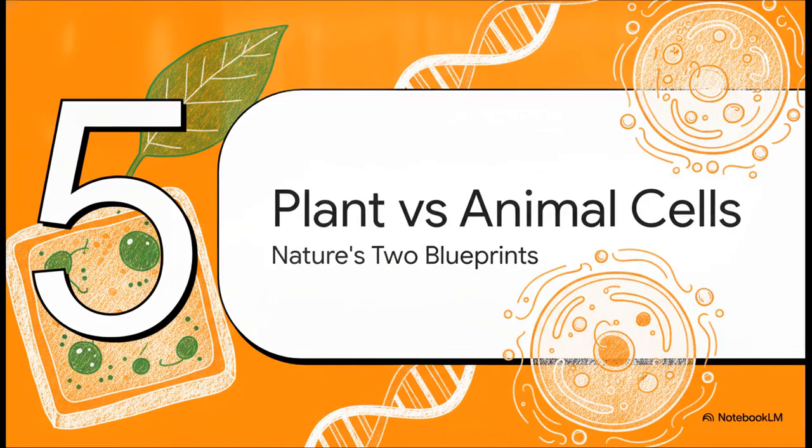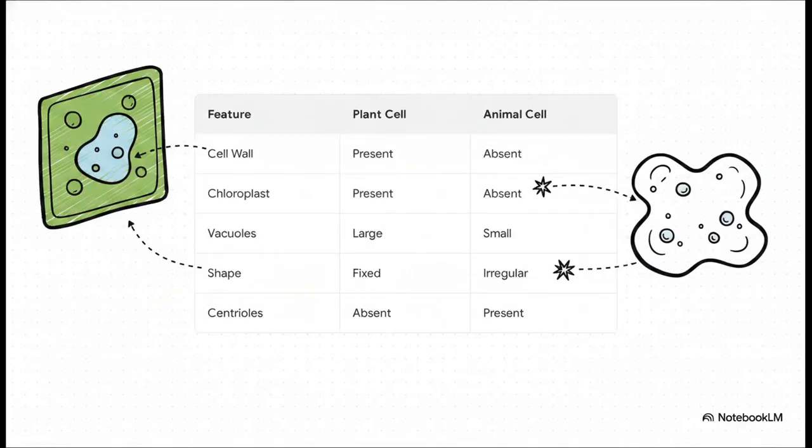Section 5. Plant versus Animal Cells, Nature's Two Blueprints. Let's move to our final comparison and see how this all builds together. We've seen all the organelles, so now we can look at how nature organizes them into two distinctly different yet highly successful blueprints. The contrasts are pretty striking.